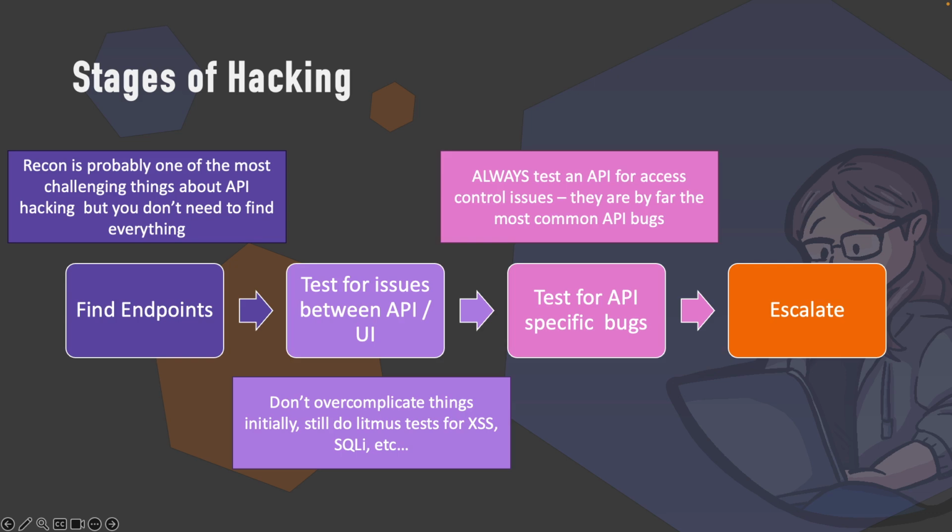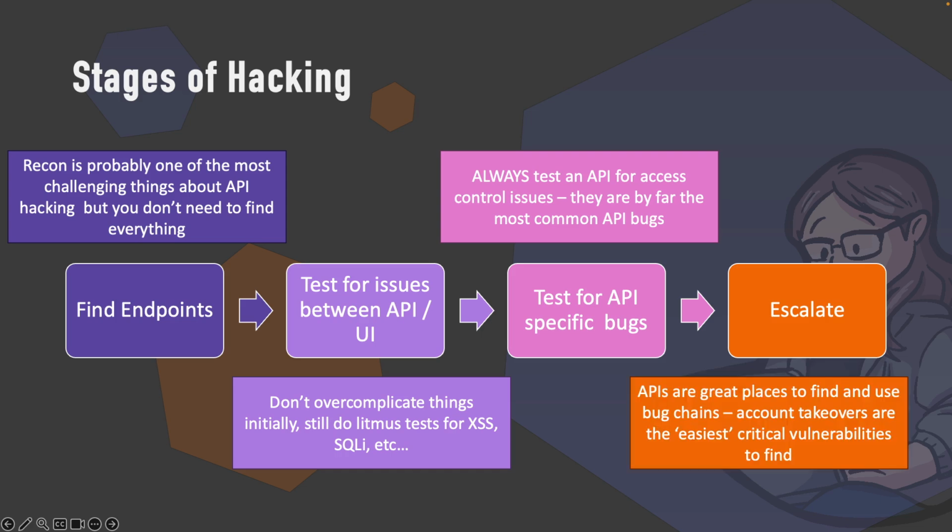And if you test nothing else, always test for access control issues. They are by far, by a significant amount, the most common API bugs. Whether that's access control at the object level, so think about IDORs or BOLAs or whatever you want to call them. Whether that's access control on information disclosure, so it should be private, but it's not. Whether or not that's access control at the function level. So if you've got a complex permission hierarchy, that's a great place to find access control issues.